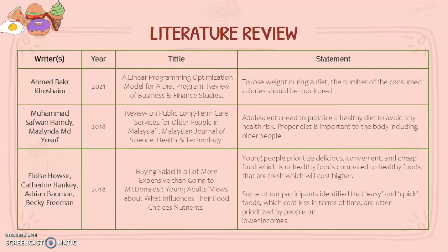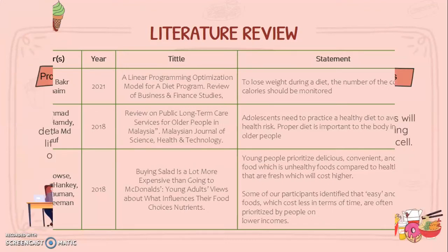And lastly, according to Eloise House, Catherine Henke, Adrian Bowman, and Becky Freeman on 2018, young people prioritize delicious, convenient, and cheap food, which is unhealthy foods compared to healthy foods that are fresh, which will cost higher. Some of the participants identify that easy and quick foods, which cost less in terms of time, are often prioritized by people on lower incomes.